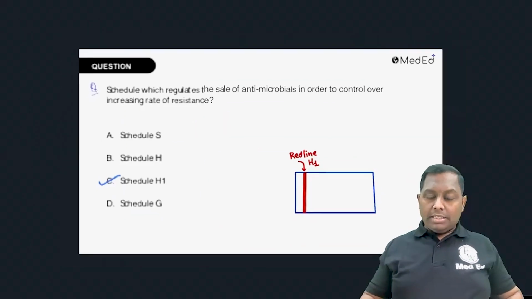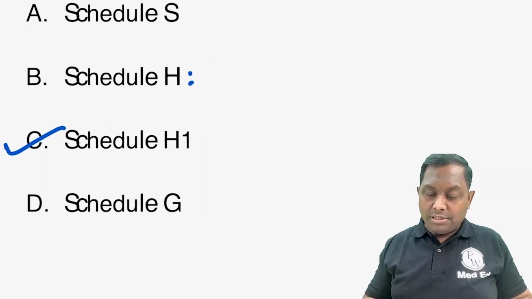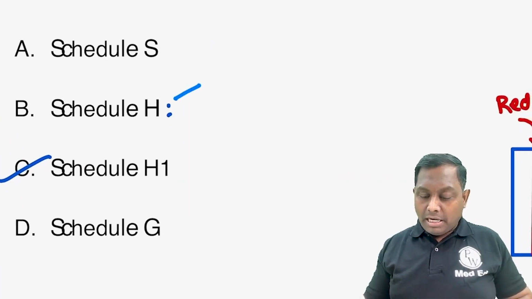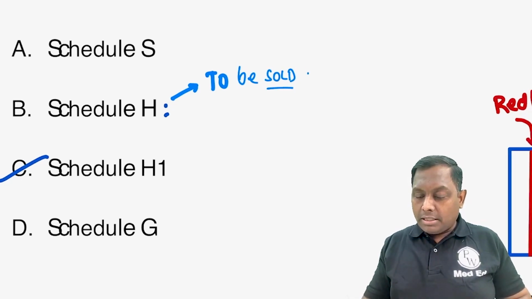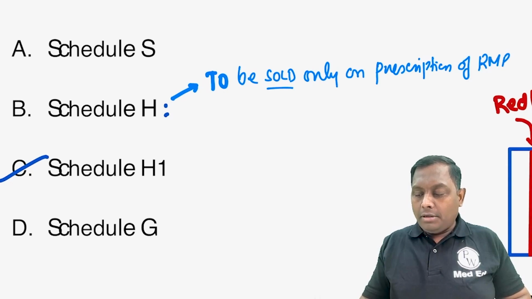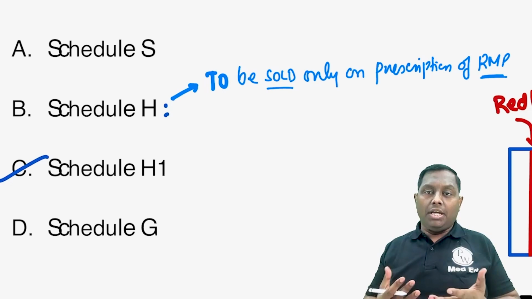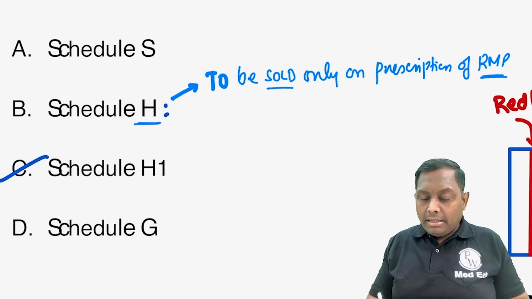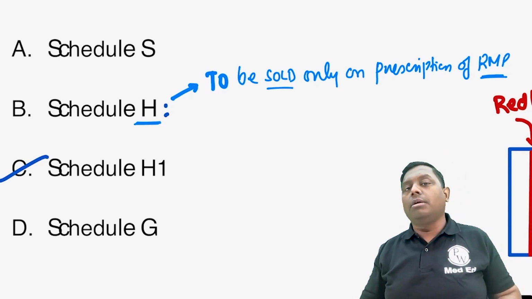Okay. The other schedule that we have, H, says that this drug should be sold only on the prescription of an RMP. What does H mean? We are all RMPs. So this drug is to be sold only on a prescription of an RMP. What is RMP? Registered medical practitioner. This drug should be sold only on a prescription of RMP.